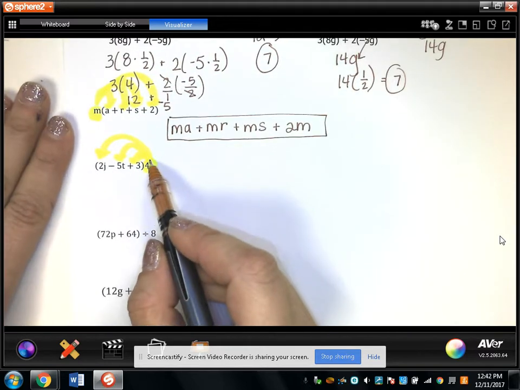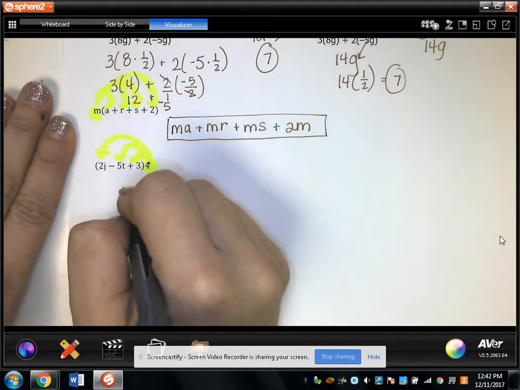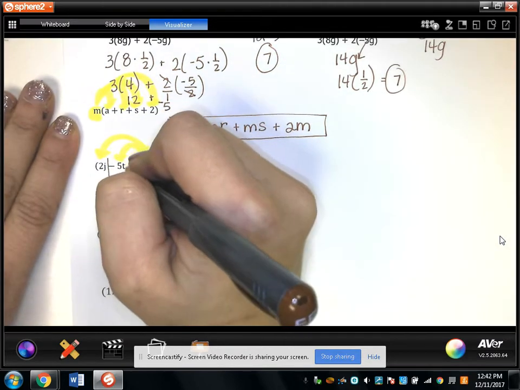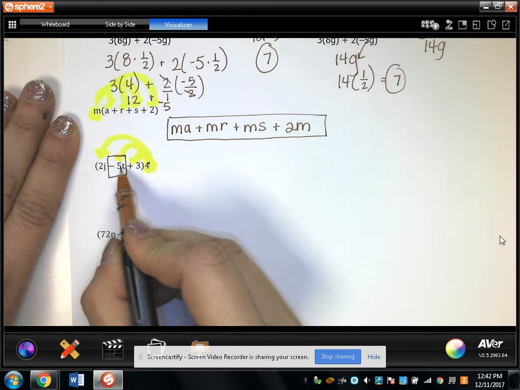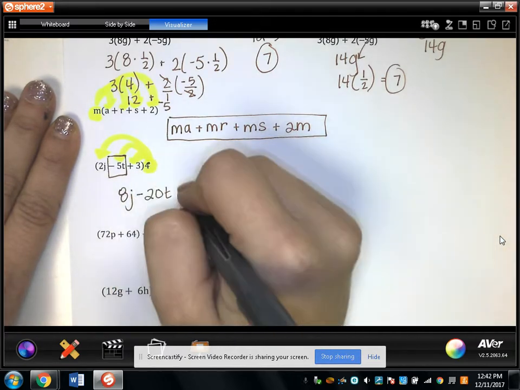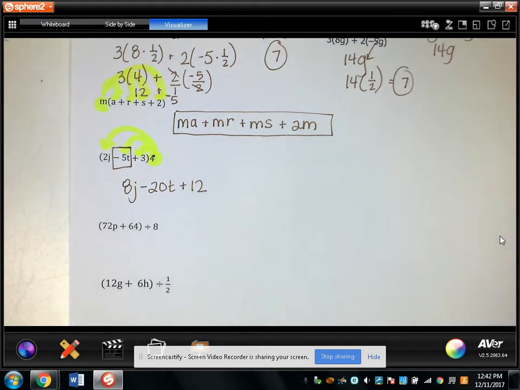Okay, 4 times positive 2j is 8j. 4 times negative 5t, now careful, this is a negative 5t. So 4 times negative 5t is negative 20t. And 4 times 3 is positive 12. All right, now we're going to go on to division.